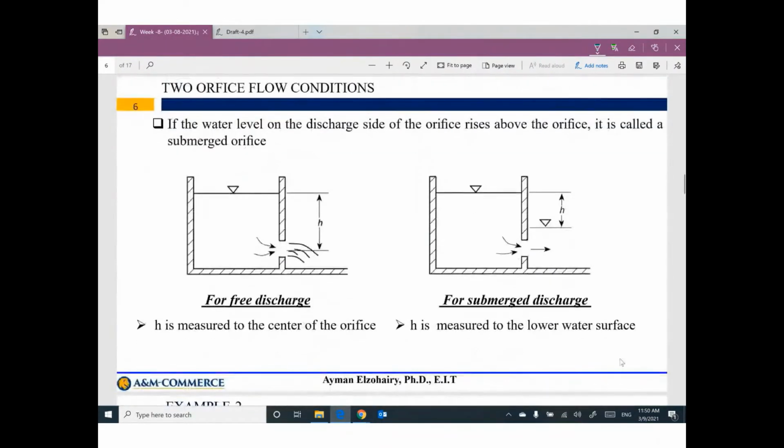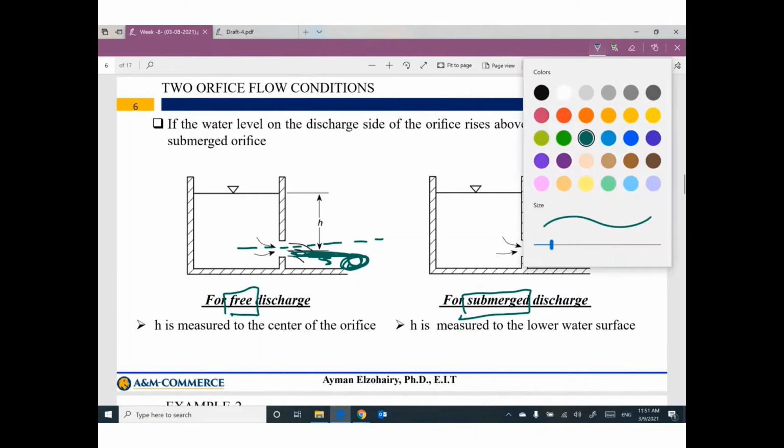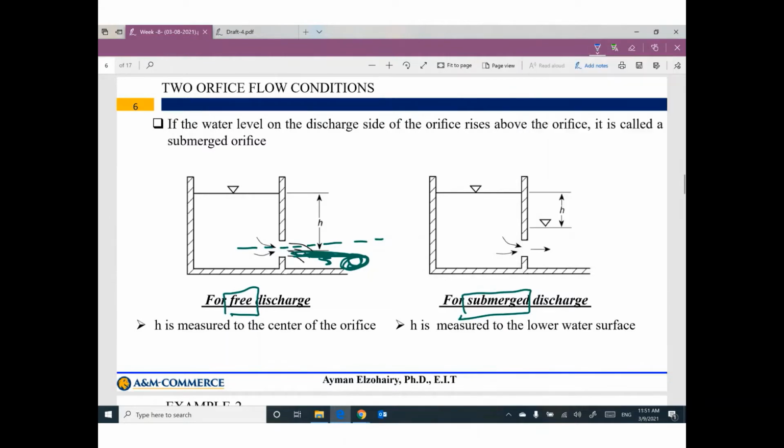We have two types of flow condition for an orifice. Sometimes the discharge is free discharge, and sometimes it's a submerged discharge. We don't have water here, or the water level here is below the center line of the orifice. So the discharge is flowing freely.